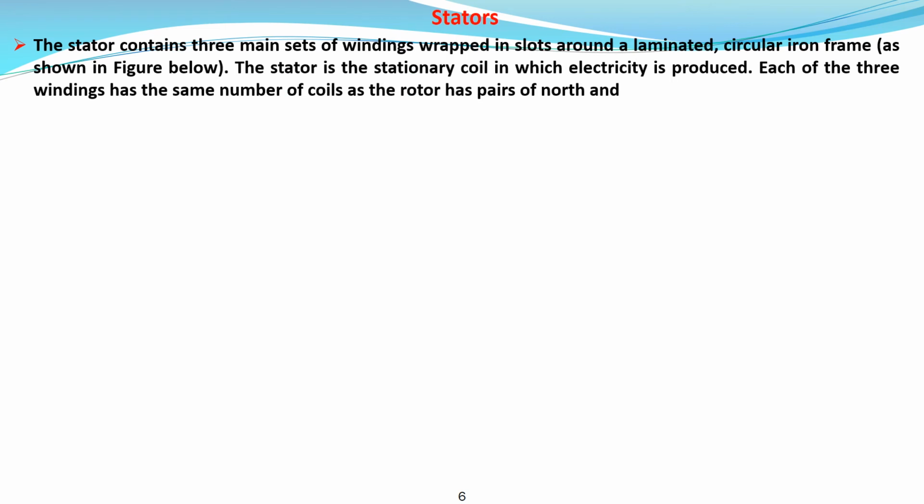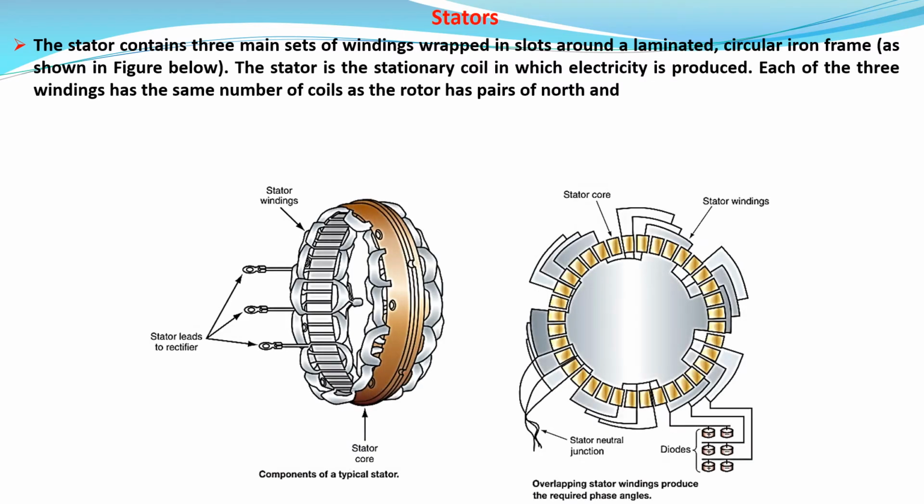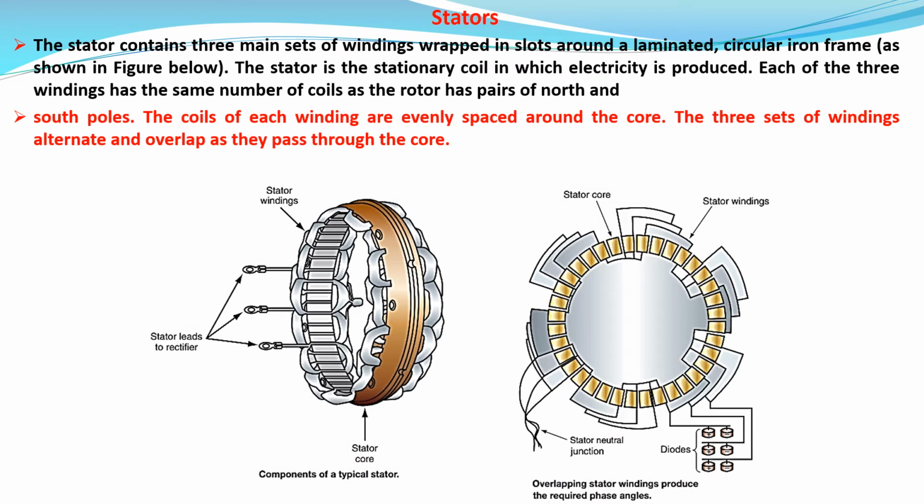Stators. The stator contains three main sets of windings wrapped in slots around a laminated circular iron frame as shown in the figure below. The stator is the stationary coil in which electricity is produced. Each of the three windings has the same number of coils as the rotor has pairs of north and south poles. The coils of each winding are evenly spaced around the core.